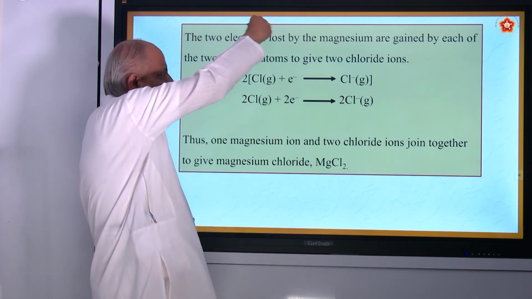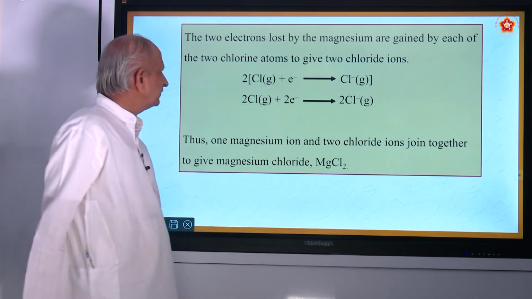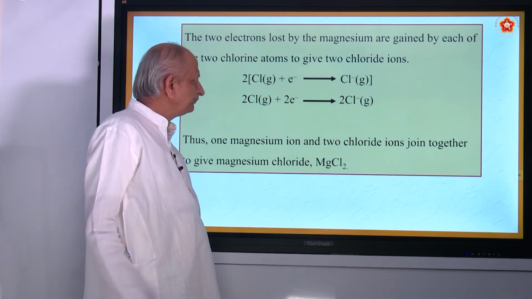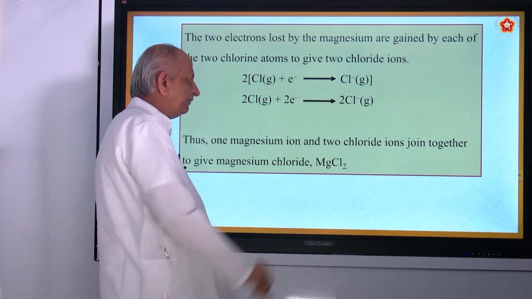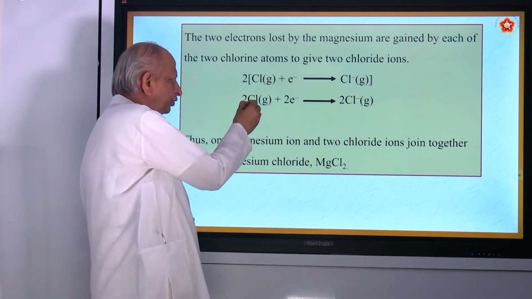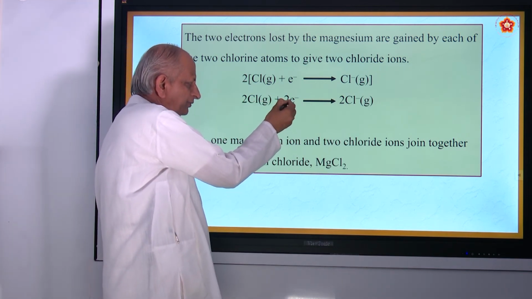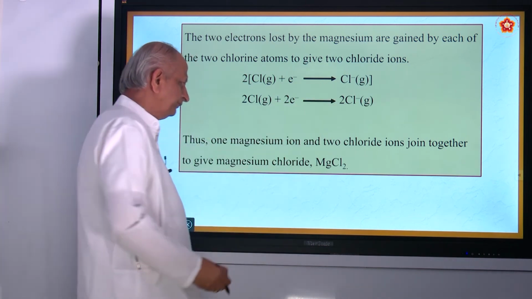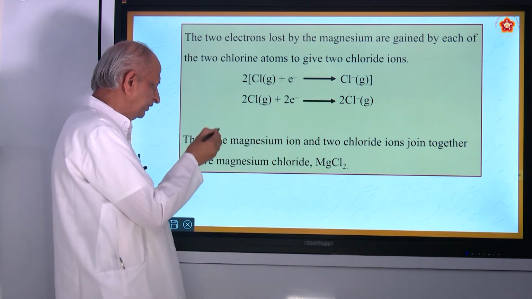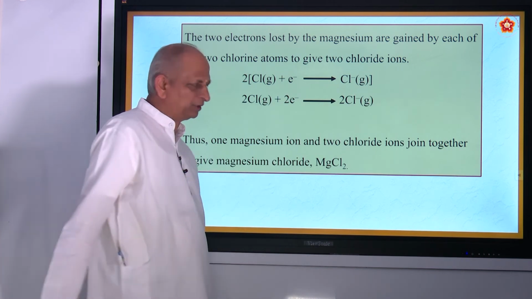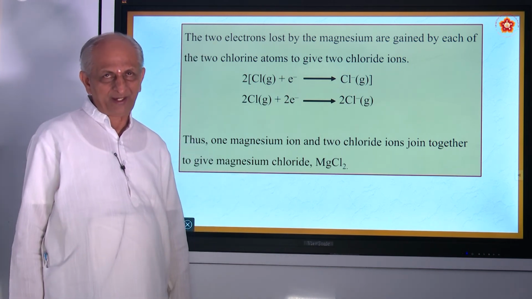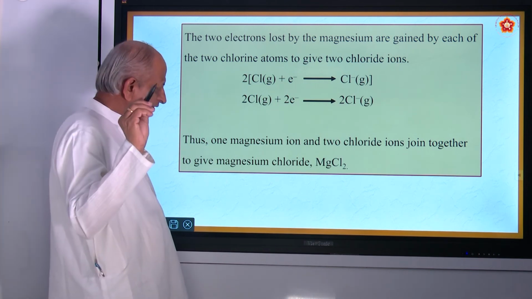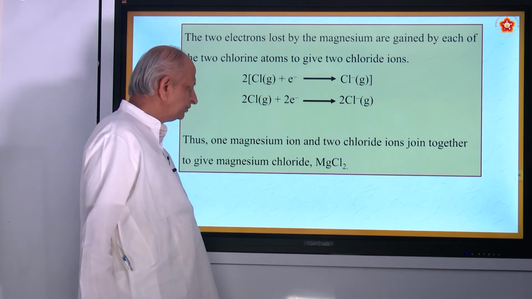The 2 electrons lost by the magnesium are gained by each of the 2 chlorine atoms to give 2 chloride ions. So chlorine becomes chloride. So this chlorine gains 2 electrons which are lost by magnesium. Hence it becomes chloride ion. So magnesium and chlorine join together to form a compound called magnesium chloride. It is an ionic compound, or it is also called an electrovalent compound.